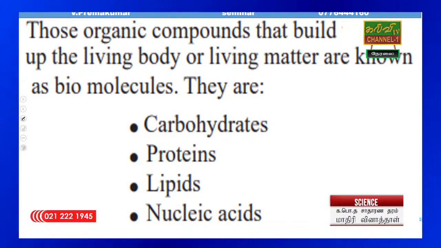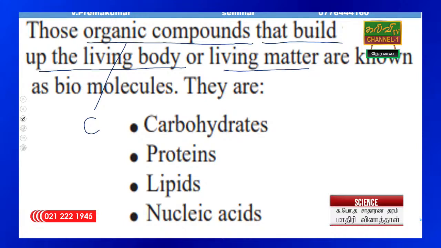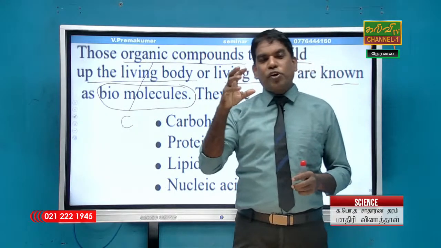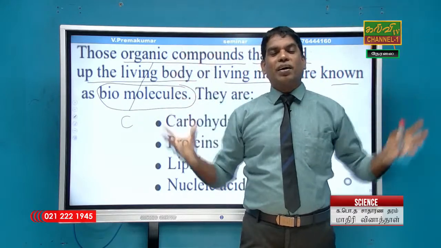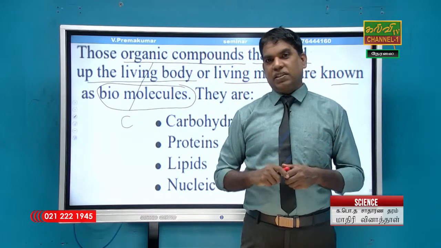Those organic compounds. What is an organic compound? Which contains carbon, right? Those organic compounds that build up the living body or living matter are known as biomolecules, because the biomolecules help to construct living things.